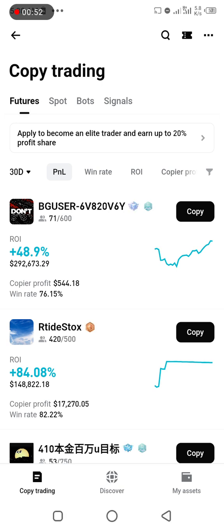So in futures, you see the highest person is making 48.9% profit return on investment, and a lot of people are copying him. He's the best person so far. After him, this other guy is on top. Why is he on top? When you look down, you look at his win rate. That's why Bitget put him on top.